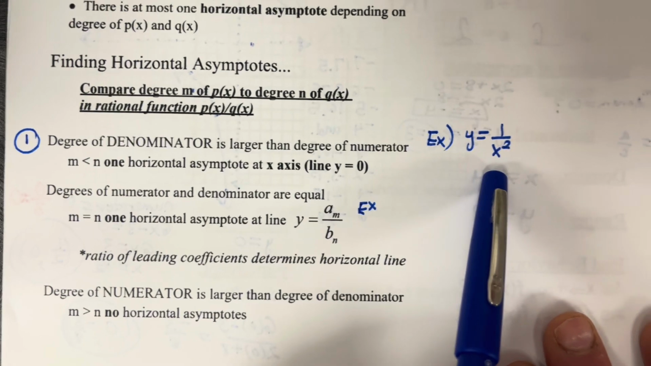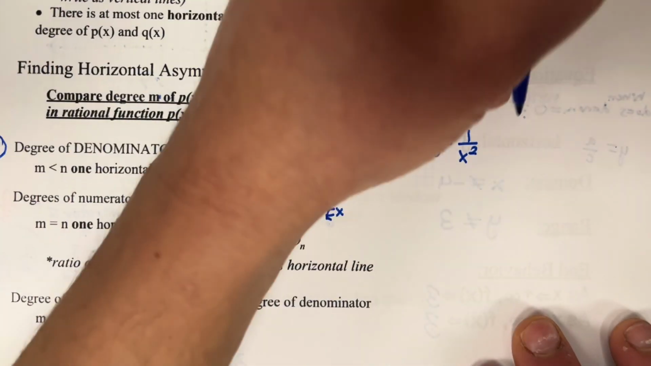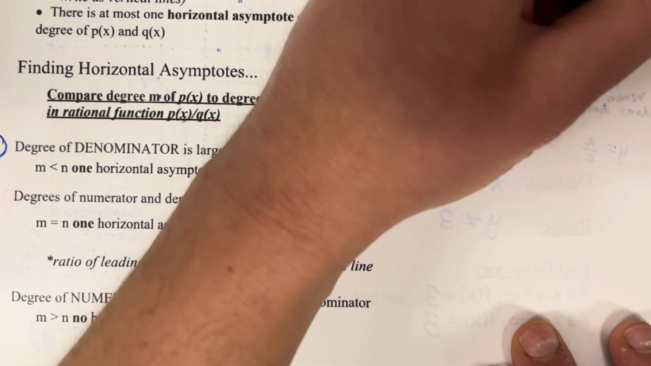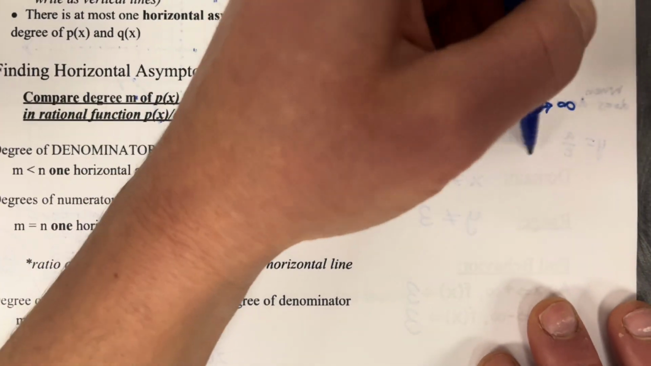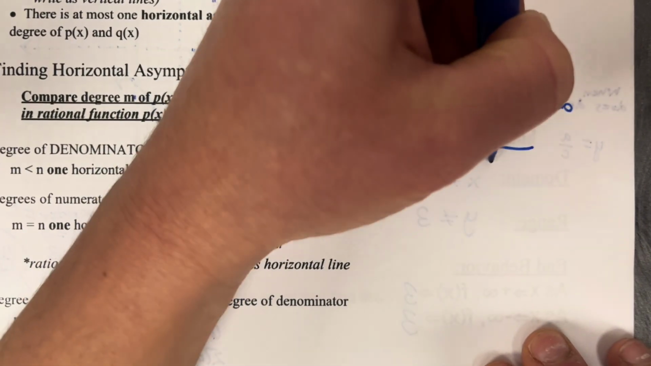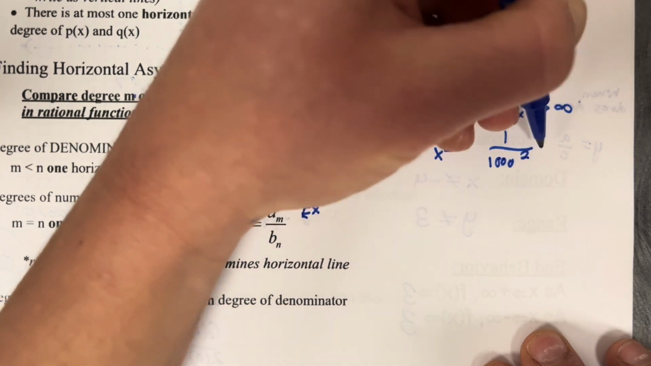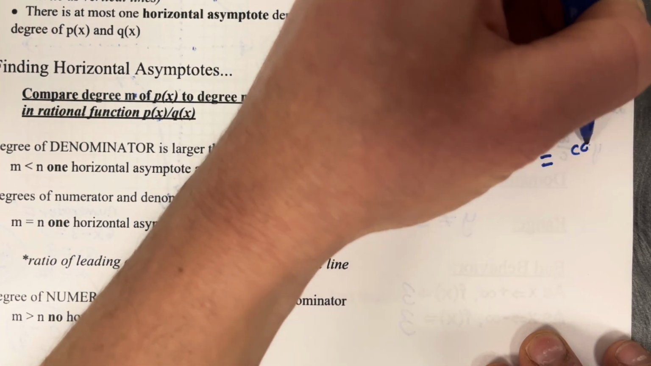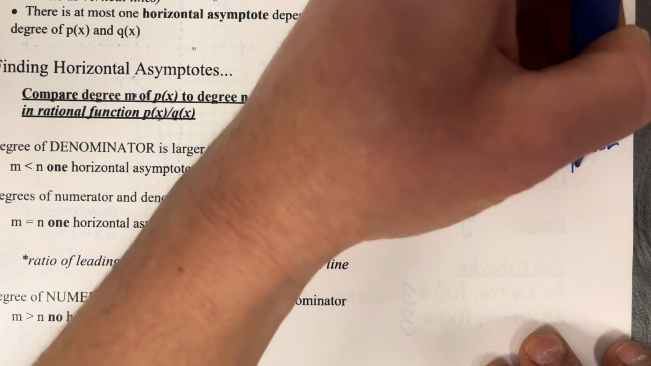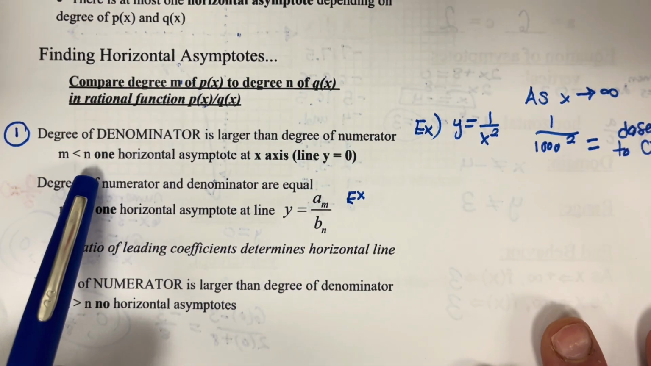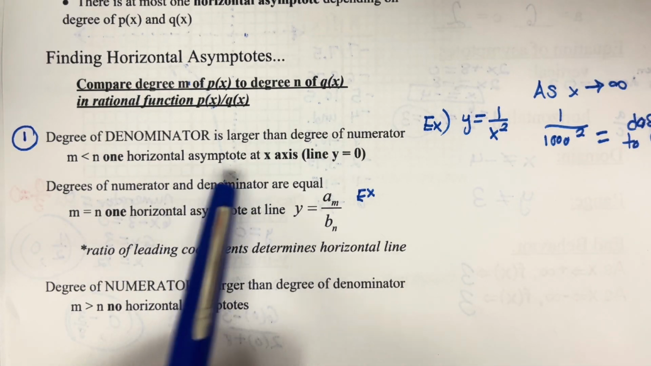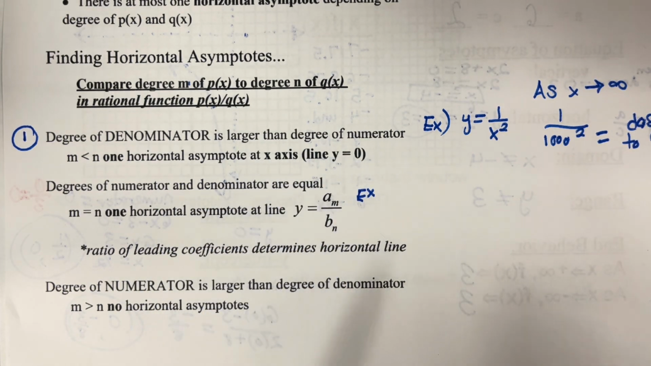What happens as we get closer and closer to infinity? So as x goes up, as it gets bigger and bigger, what happens to this fraction? Let's say it's a 1 over 1,000 squared. It's going to get really, really close to 0. So the end behavior tells you that you're going to have one horizontal asymptote at the x-axis, or the line y equals 0.